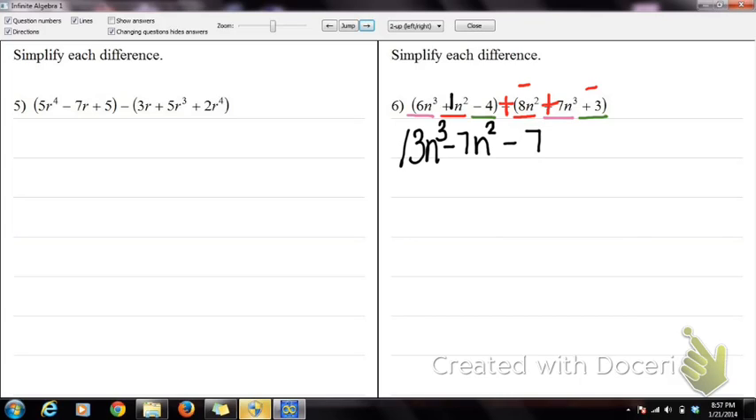Looking at this, we have the highest power of n in the beginning, and we work our way down with the second highest power of n, or biggest exponent, down to the constant. So our answer is final and simplified. We're going to look at one more that steps it up one more notch.